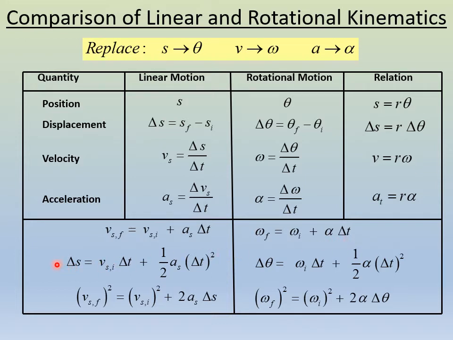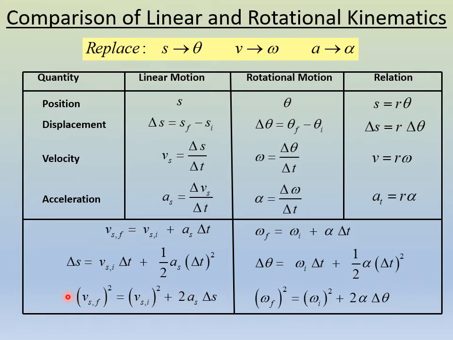We saw that a displacement is given by the initial velocity times time plus 1/2 a t squared. Well, again, just by changing these variables, replace s with theta, replace v with omega, and replace a with alpha, and we get the same equation as it corresponds to rotational motion. And then the last one here is one that's often useful.